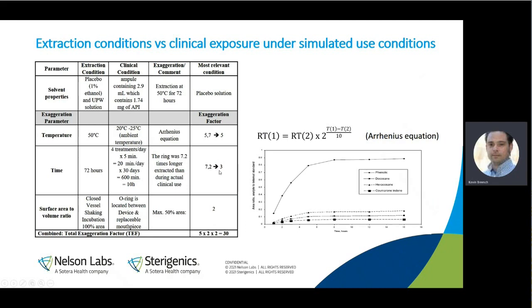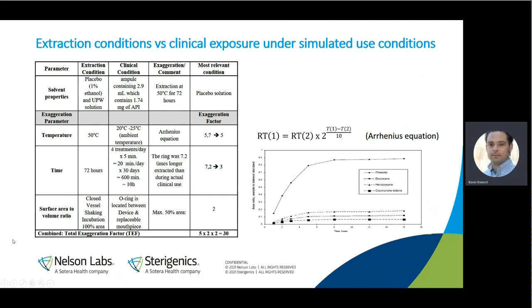Also, the surface area which is being exposed to the patient, we incubated this O-ring completely. So there's 100% of the area being extracted. You have also to take into account if you extracted 5 rings, so it would be 5 times more of what you would extract. In a clinical condition, there is very limited contact area between the drug product and this O-ring, because it's completely tightly screwed.